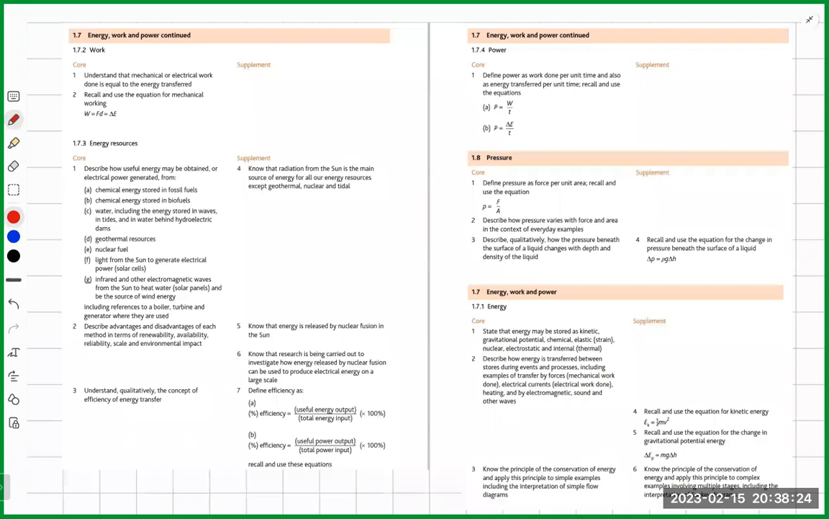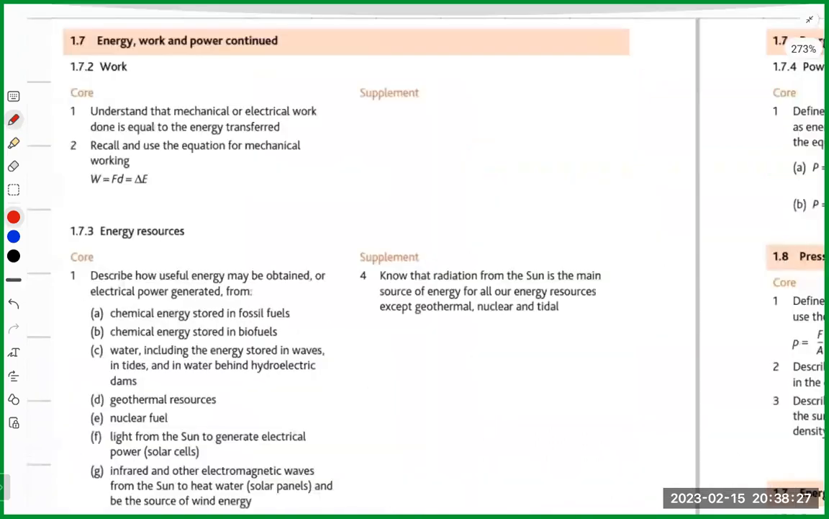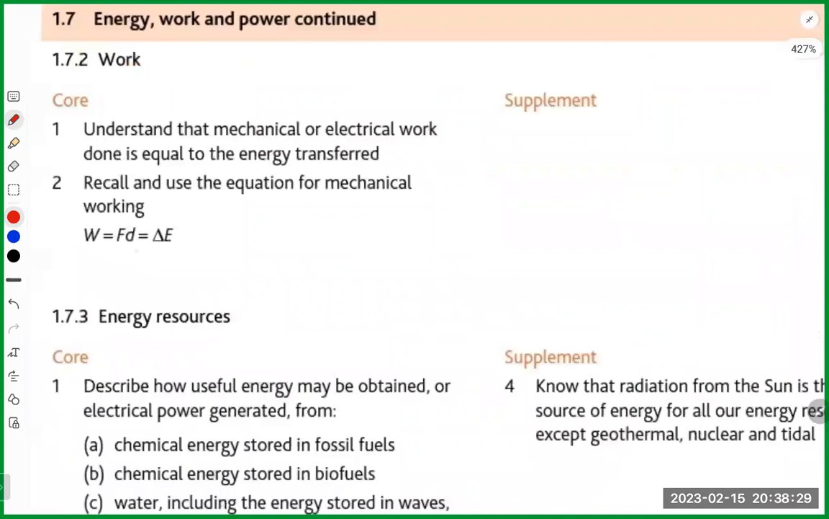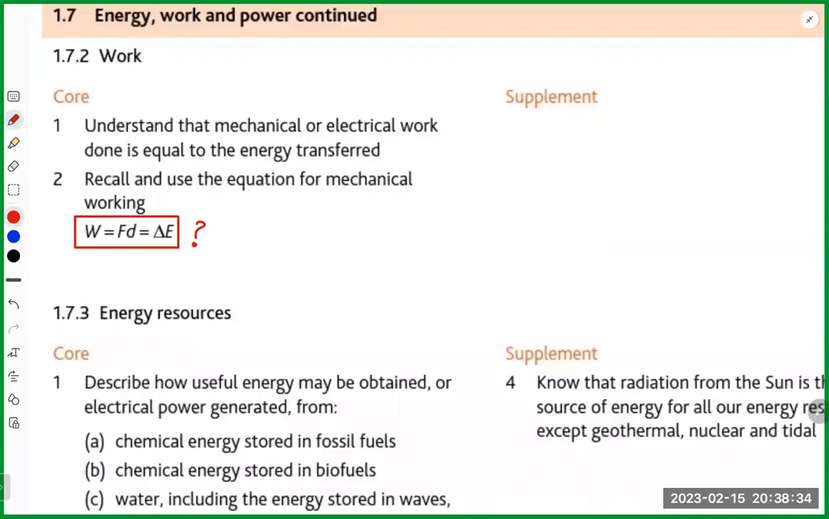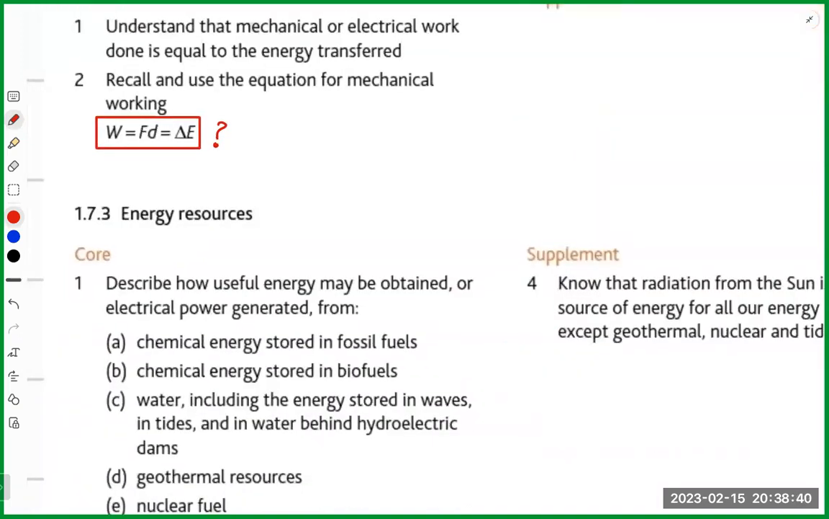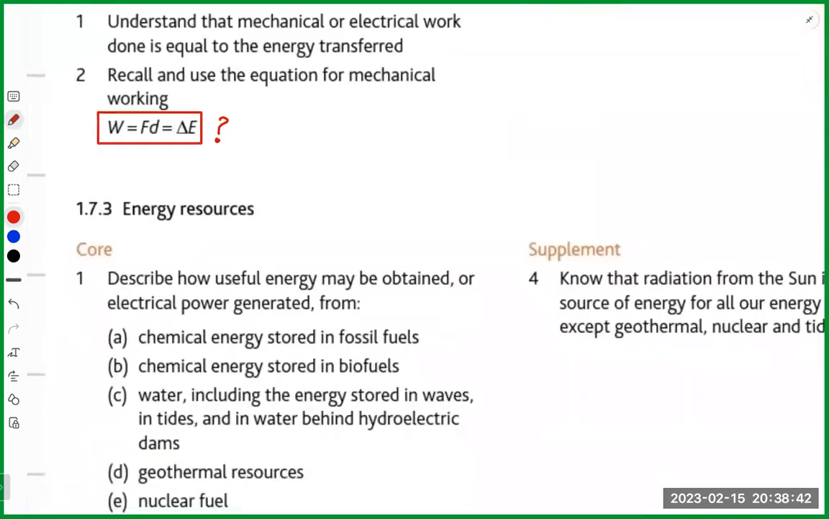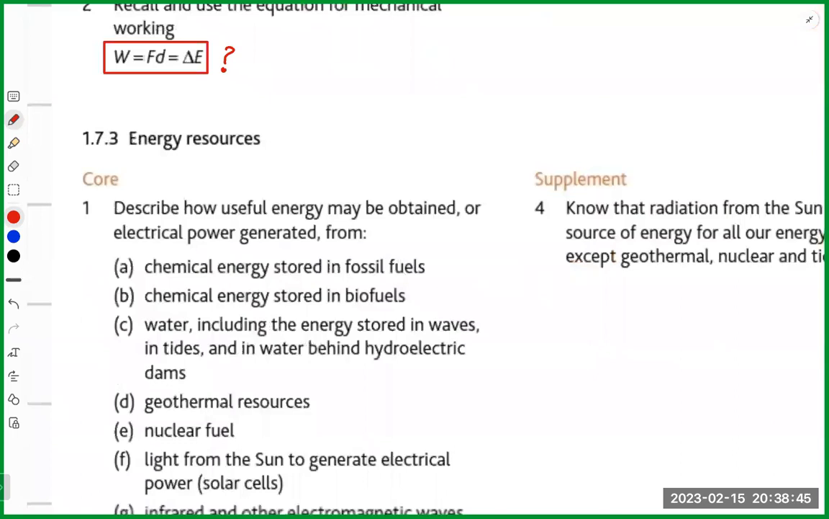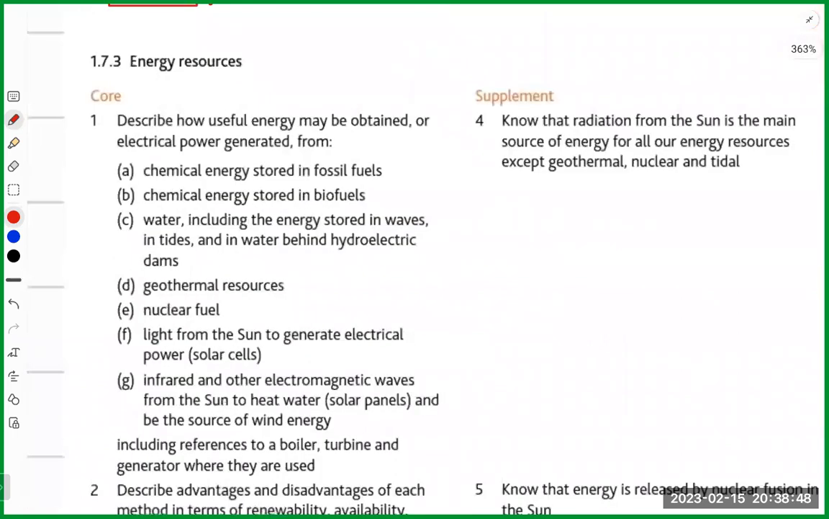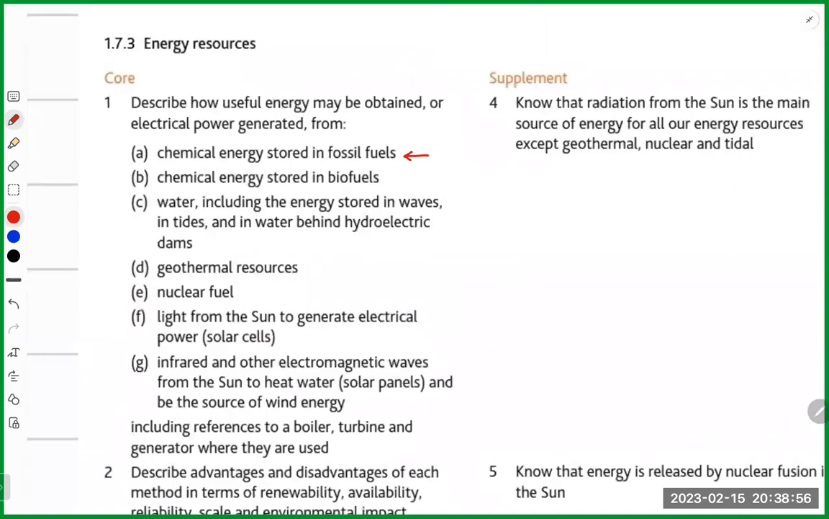Work. Have we done this? Work done is force times distance, which is also equal to energy converted from one form to another form. Now, this is how useful energy may be obtained, or electrical power generated, from chemical energy stored in a fossil fuel. What can be the bad things about using the chemical energy of fossil fuel to produce it?